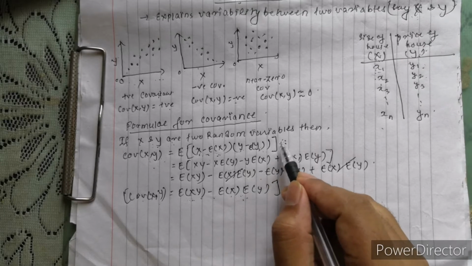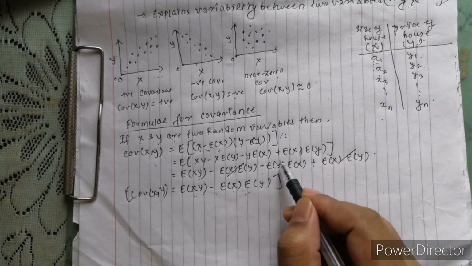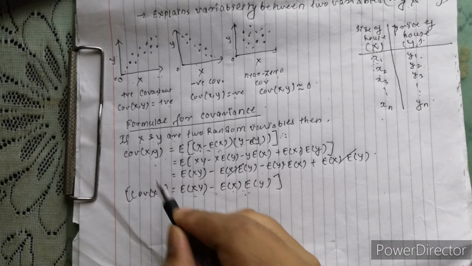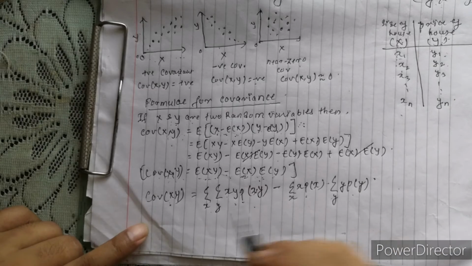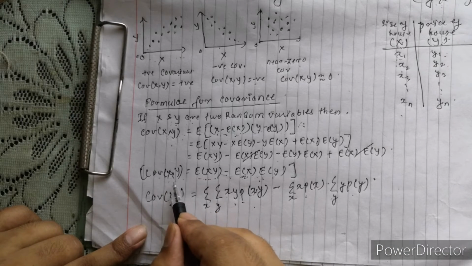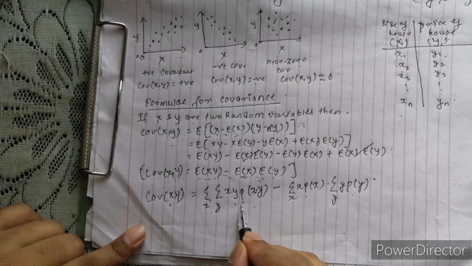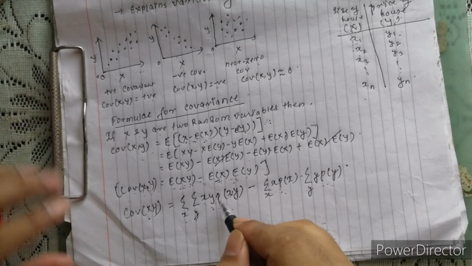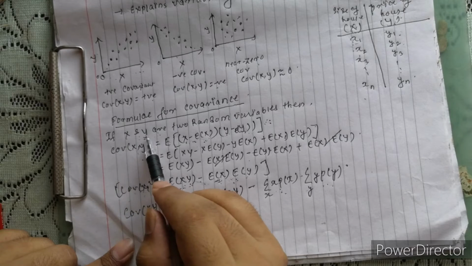This formula can be expanded into its simplified form using some algebraic methods. So this is the simplified version of the above formula. This simplified version of the covariance formula can also be written like this. So this is the expression of xy, which can be written like this, and the expression of x is this, and the expression of y is this.